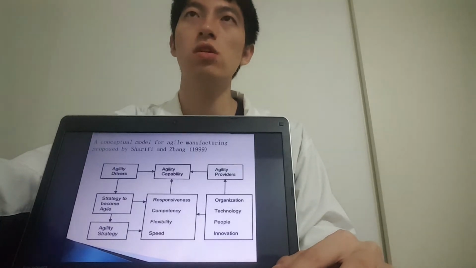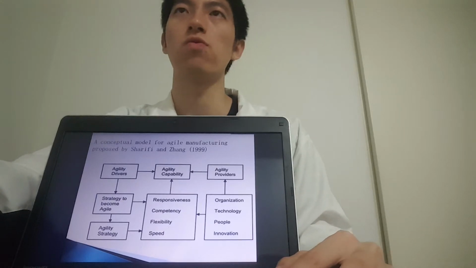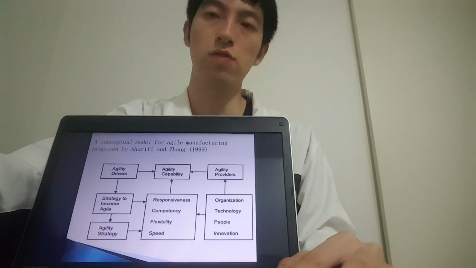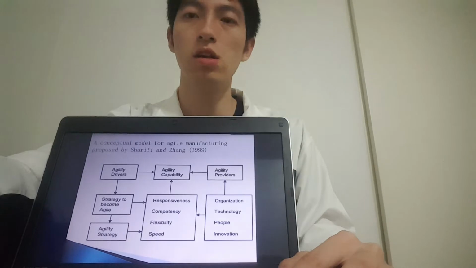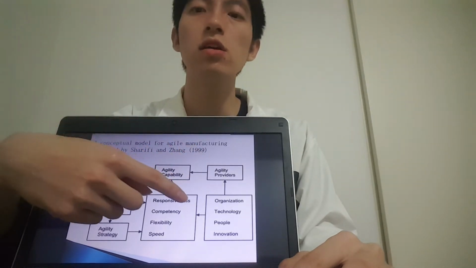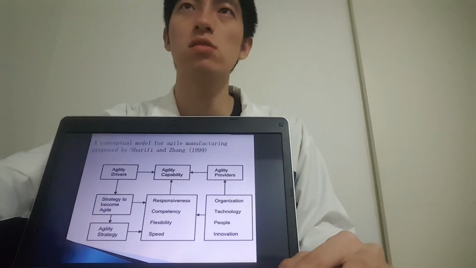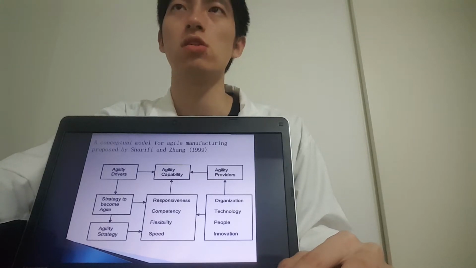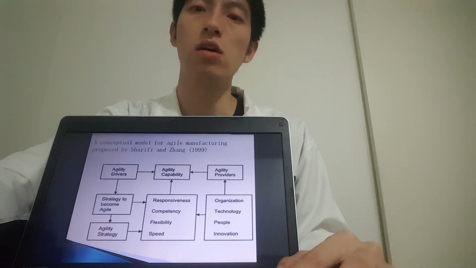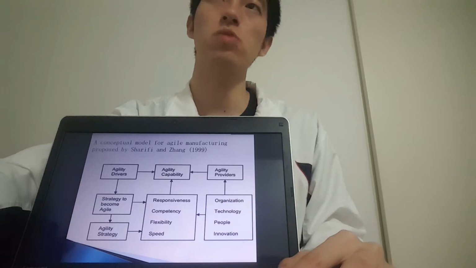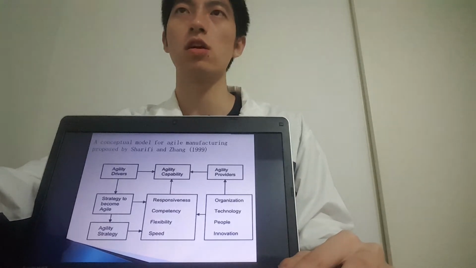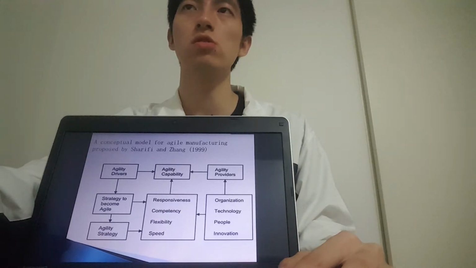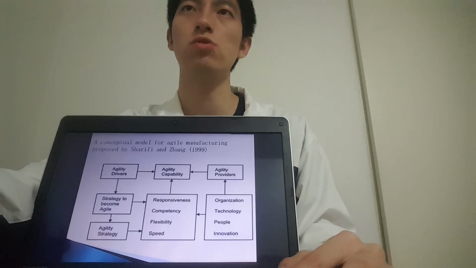In this picture, you can see there are four main aspects of agile manufacturing. They are agility drivers, agility abilities, agility providers, and agility capabilities. The conceptual model describes the relationship between these four elements.